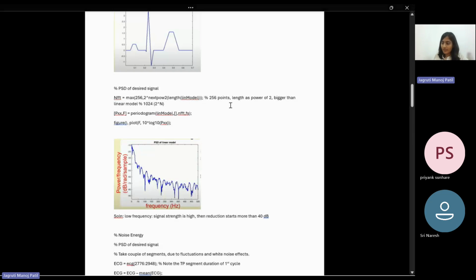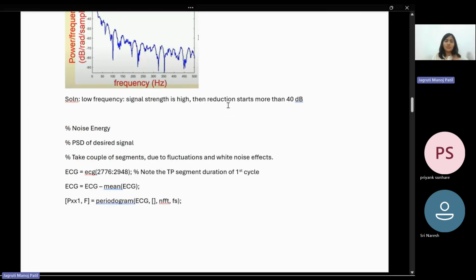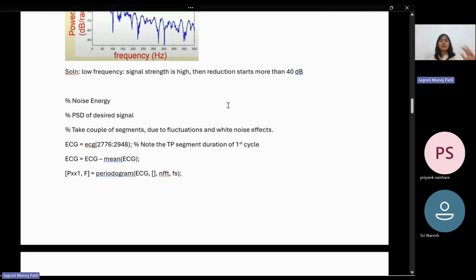Okay, so no doubts. If you had, you would have spoken. It's fine then. So now we'll go towards the implementation of the Wiener filter.